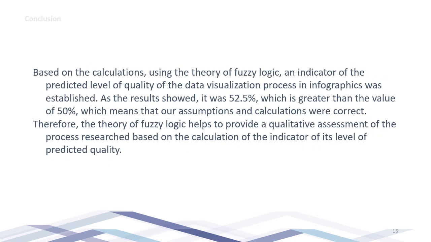Based on the calculations using the theory of fuzzy logic, an indicator of the predicted level of quality of the data visualization process in infographics was established. As the results showed, it was 52.5%, which is greater than the value of 50%, which means that our assumptions and calculations were correct. Therefore, the theory of fuzzy logic helps to provide a qualitative assessment of the process research based on the calculation of the indicator of its level of predicted quality.